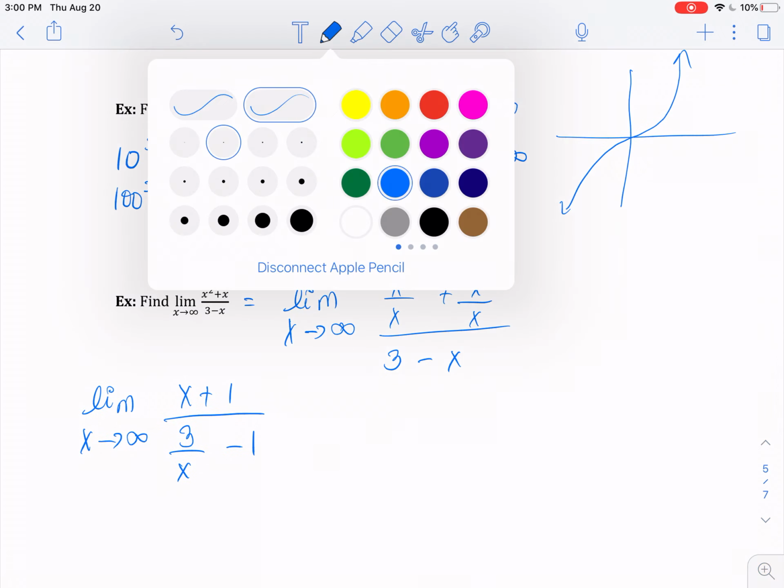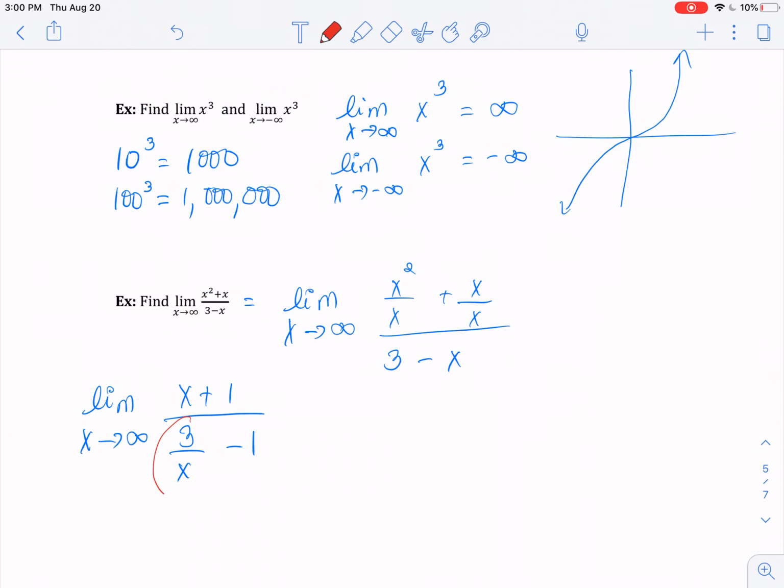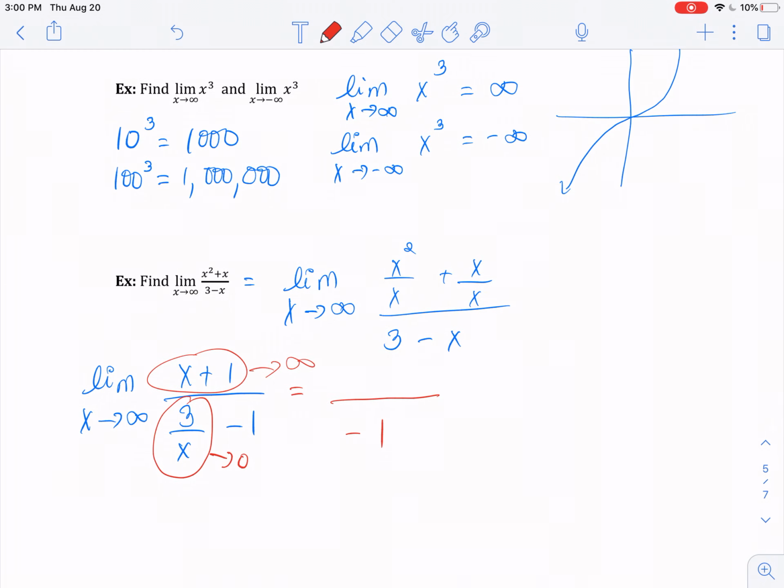As you can see earlier, we know that this one is going to go to 0. So on the bottom, what we have is negative 1. On the top, this one becomes large, so it's going to be positive infinity, but the bottom is negative 1. So the final answer is going to be negative infinity.